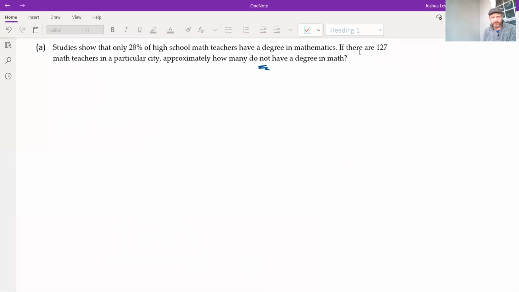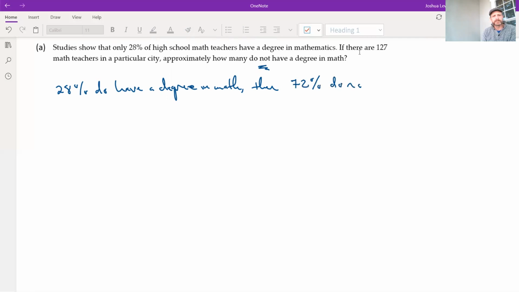Well, there are 127 math teachers in a particular city. So if 28% do have a degree in math, then what percent do not? Well, 72% do not.